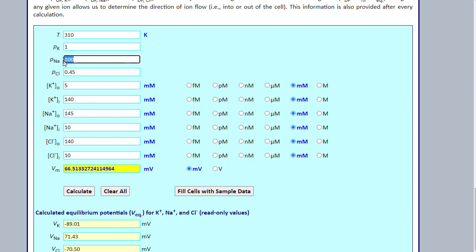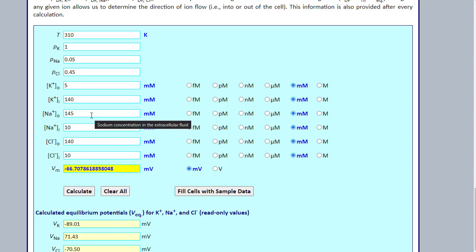Now, you might be asking yourself why you're changing this. This doesn't happen at rest. Well, we're about to discuss something where the membrane permeability to sodium and potassium will change to facilitate neuronal signaling. So come back to this and see what will happen.